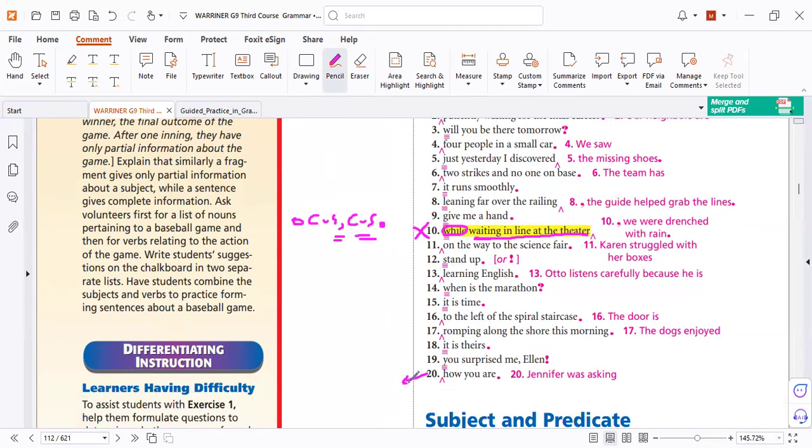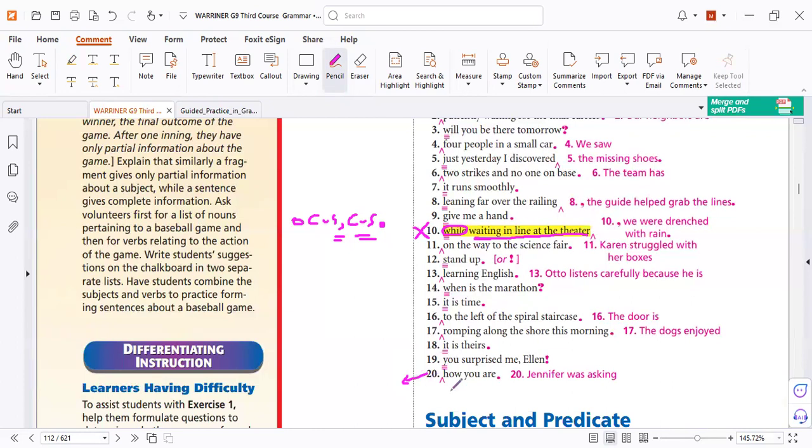Now again, number 10. How you are. So who asks? Who asks who are you? There is no one saying who are you. Yes or no? No.